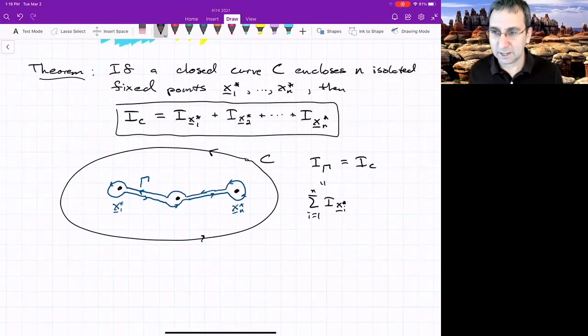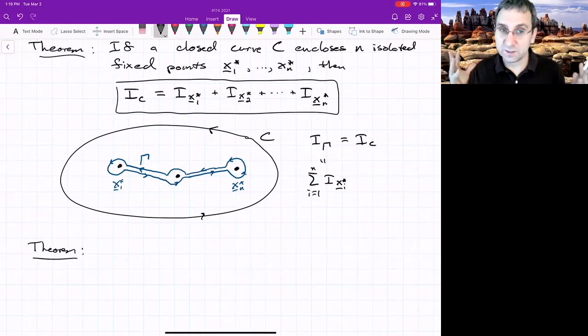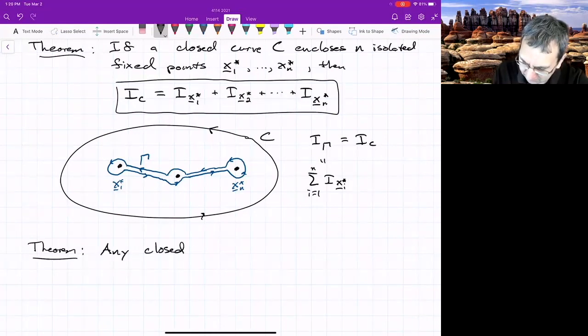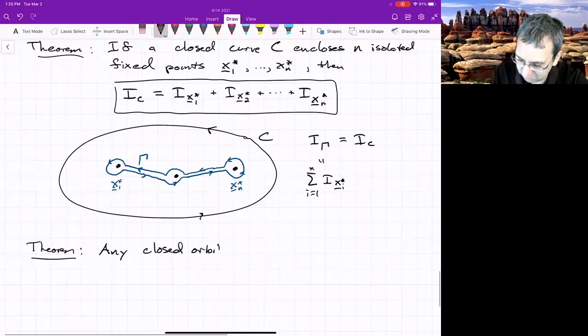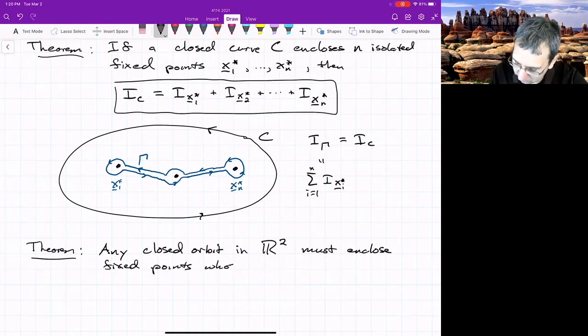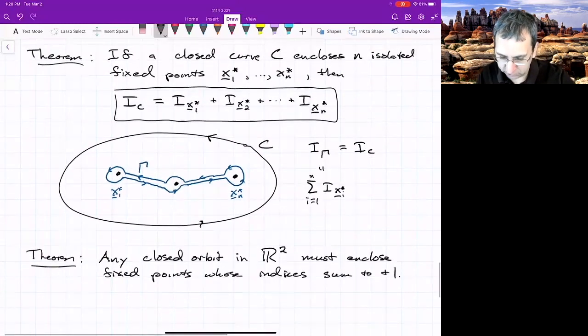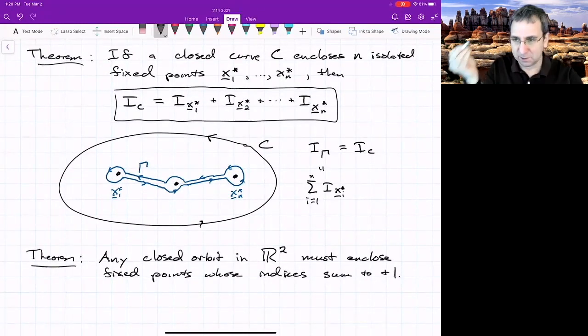So that's useful. Another useful thing is that any closed orbit has an index of +1. Here's another theorem. If you just happen to choose a curve C that, instead of being some random curve, is actually a trajectory, so now instead of saying closed curve, I'm going to say closed orbit, that means trajectory. And we do have to specify R2. It must enclose fixed points whose indices sum to the same as the closed orbit itself. And what's the proof of this? Well, you just use the theorem above and also the property of a closed orbit having an index of +1.